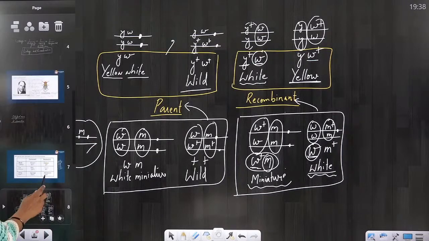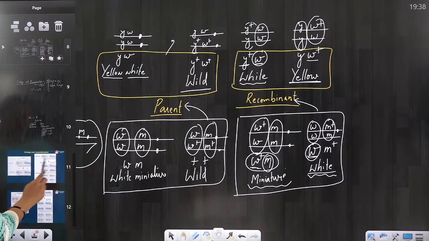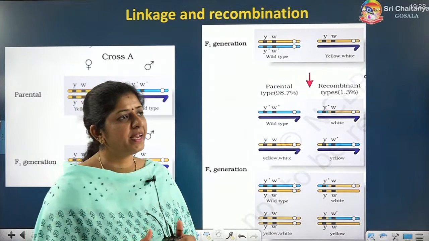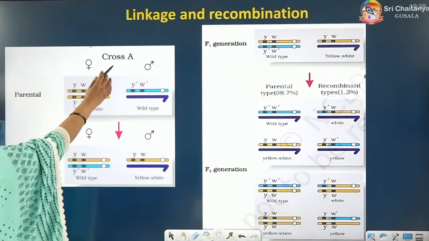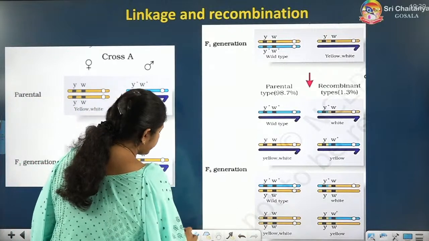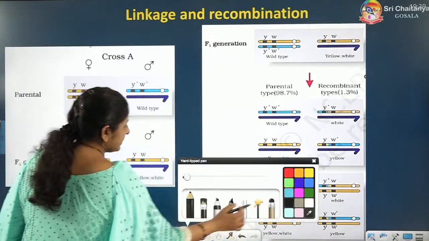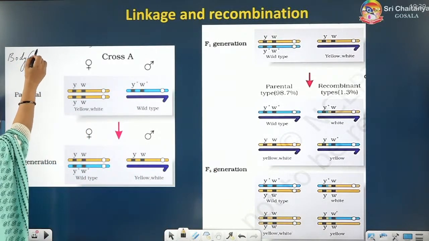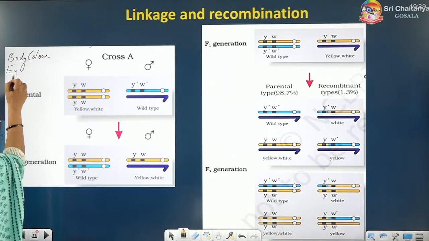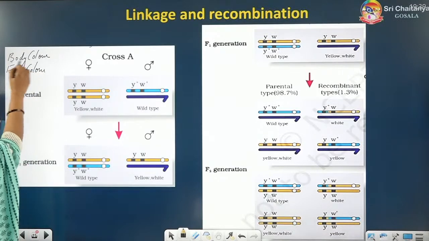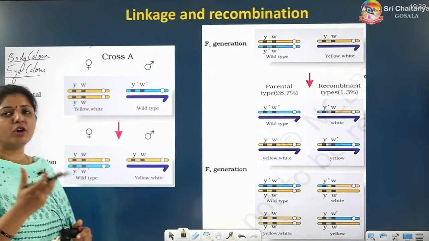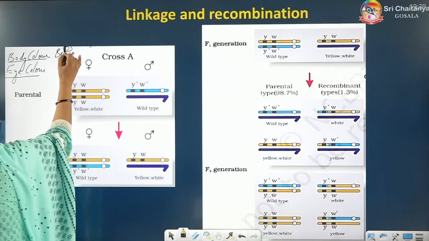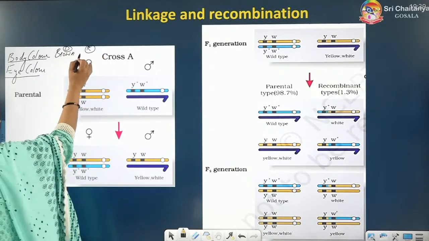Now coming to the crosses. So this is cross A given according to your NCERT book. Fine. So in the NCERT book, in cross A, which characters have they taken? I already told you. They have taken the characters of body color and eye color. And I hope you remember body color, what is the dominant trait over there? Brown. This is dominant, and recessive is what? Recessive will be yellow.